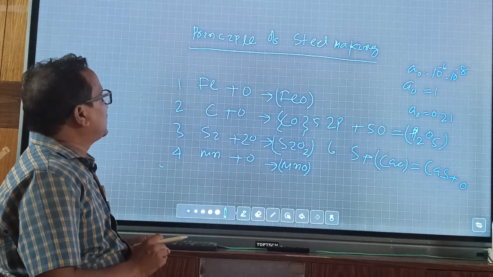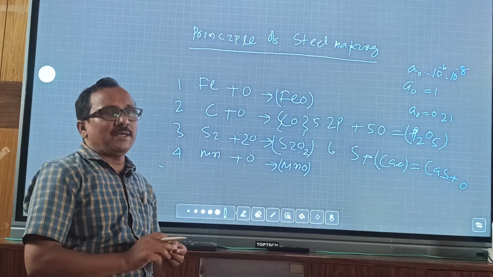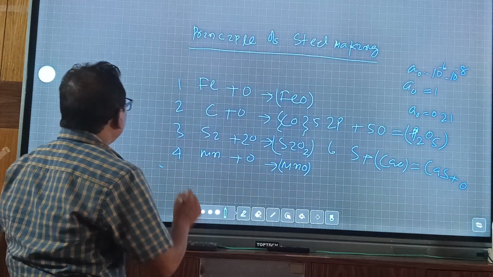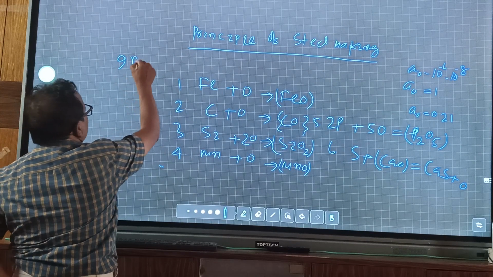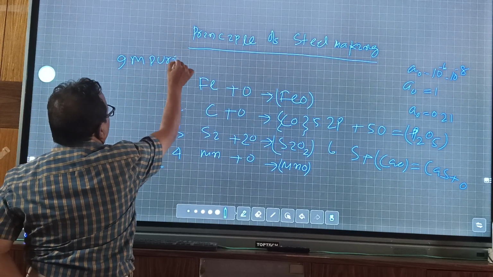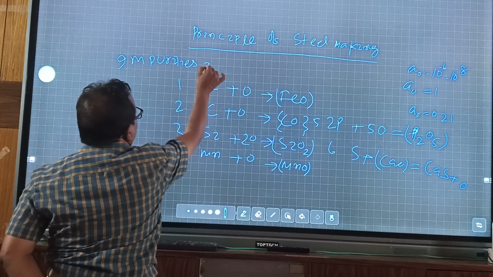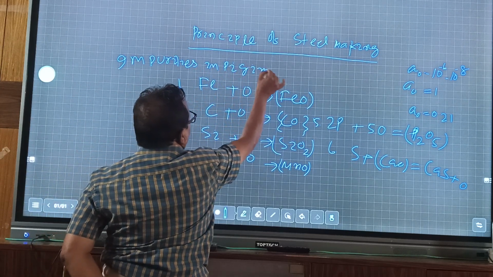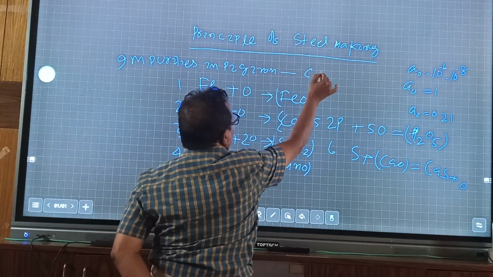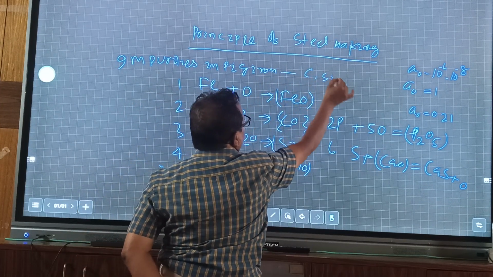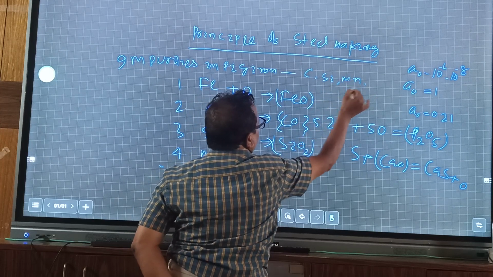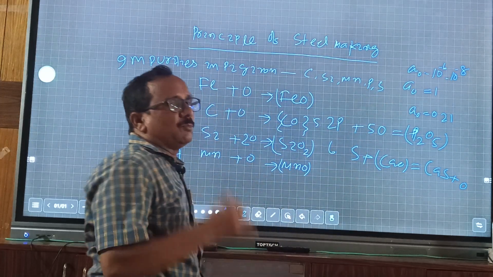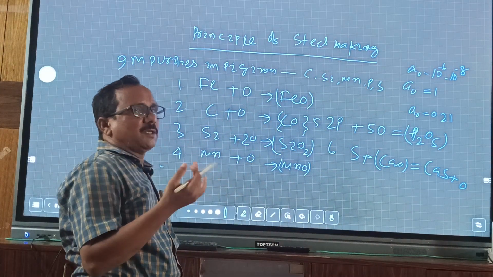So what is the basic principle, what is happening in steel making? That is the removal of the impurities. What are the impurities in pig iron? Carbon, silicon, manganese, phosphorus, and sulfur. So we will remove these impurities from the pig iron to make steels.